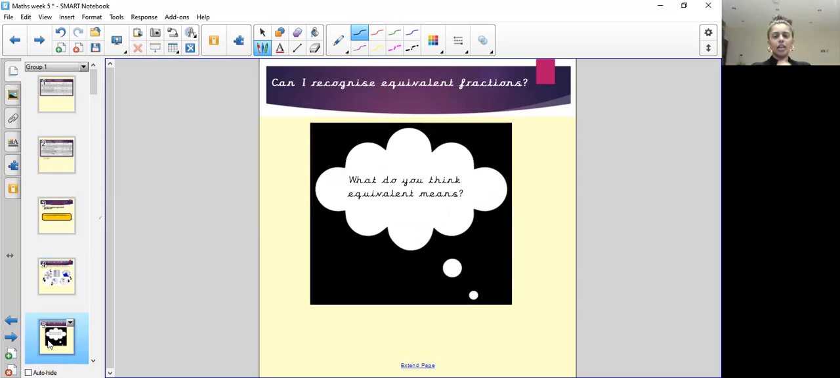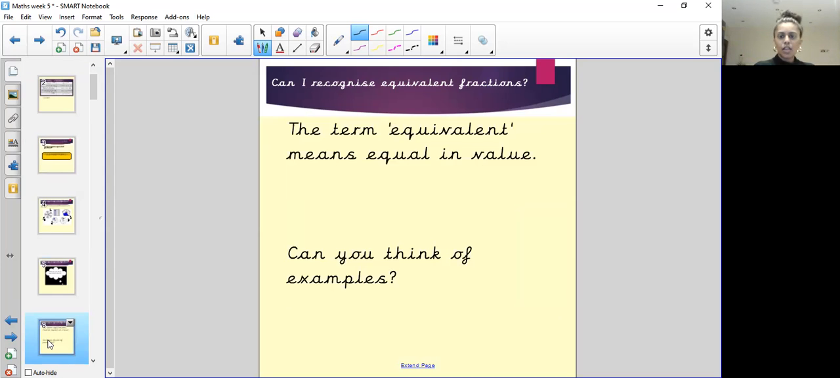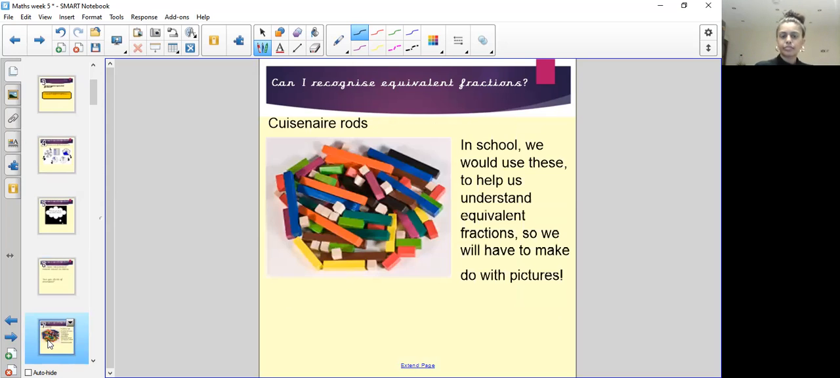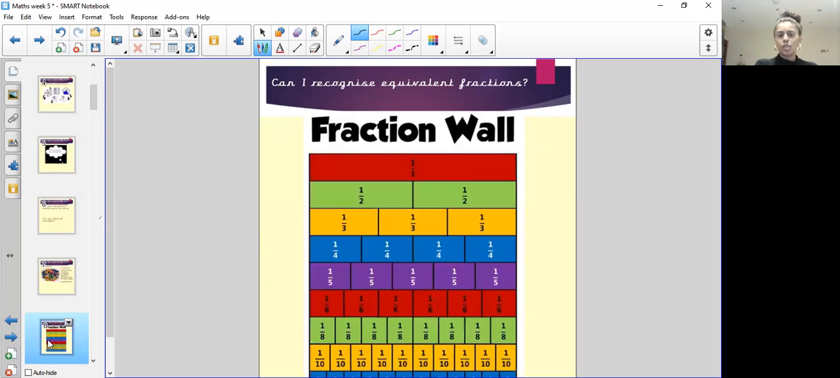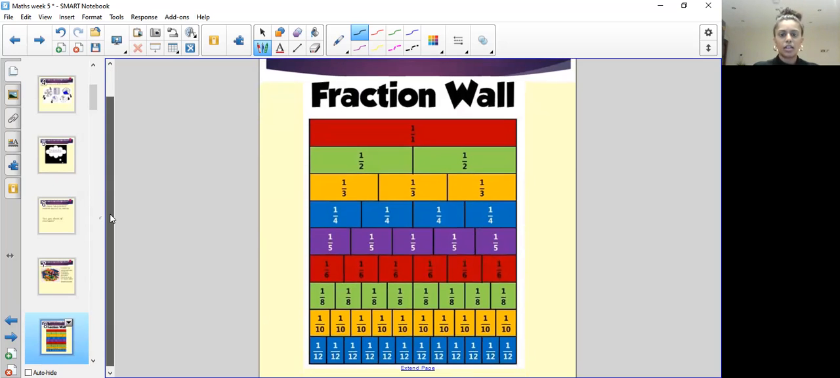What do you think equivalent fractions mean? Well, the term equivalent means equal in value. Can you think of any examples? In school, we would use these to help us understand equivalent fractions. So we have to use pictures instead, obviously, because we're working from our homes and you're watching these from your homes. So this is our fraction rule, which would often be shown in the classroom.